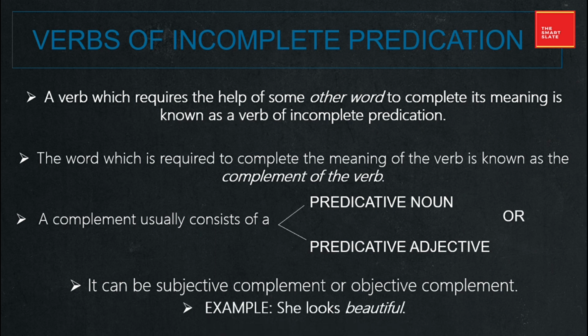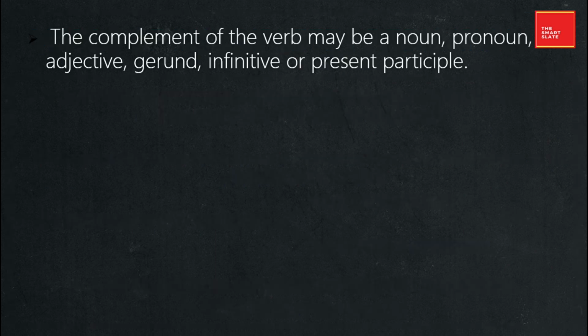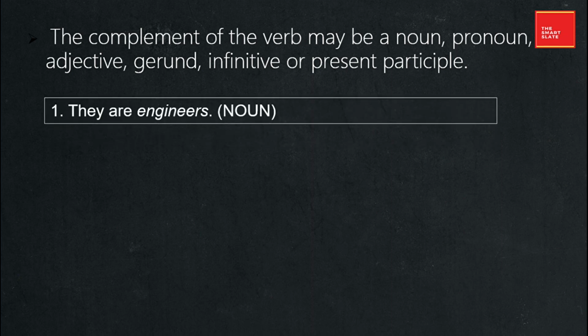Like she looks beautiful. So looks is the verb of incomplete predication, because if I just say she looks, then the sentence is incomplete or it does not have the complete meaning. The complement of the verb may be a noun, pronoun, adjective, gerund, infinitive, or present participle. They are engineers. In this particular sentence, engineers is a noun. If I just say they are, then the sentence is still incomplete and you need a complement or another word to complete it. So are is here a verb of incomplete predication and engineers here is a noun.